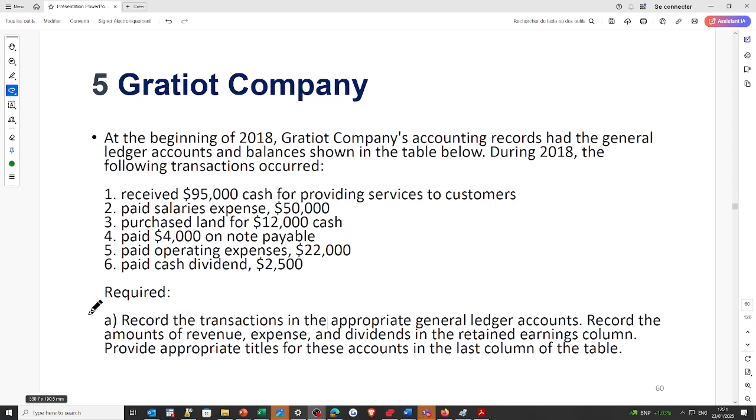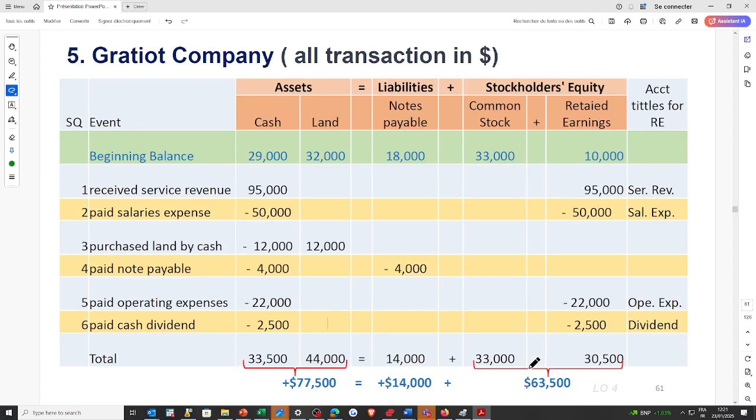So what is our job here? What are you going to do, right? You have to record the transaction in the appropriate general ledger account, record the amount of the revenue, expense, and dividend in the retained earnings column, and provide an appropriate title for this account in the last column of the table, right? Okay, so that's the job.